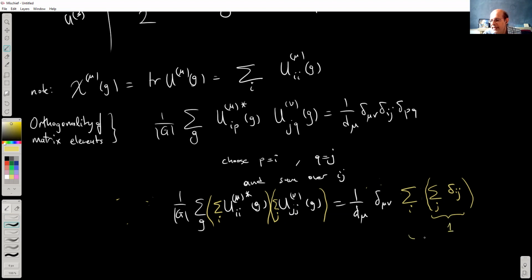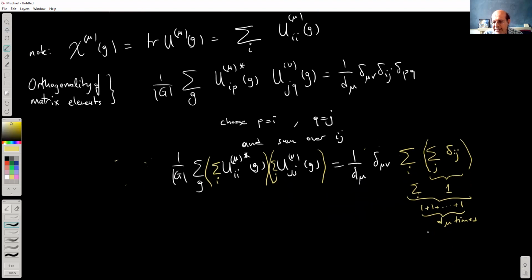And then I have a summation of 1s over an index I, which means that how many indices I have, it's about d mu indices. So there's basically d mu terms in here. So that's basically 1 plus 1 plus 1. This appears d mu times. So as a result, this expression is equal to d mu. It's equal to the dimension.